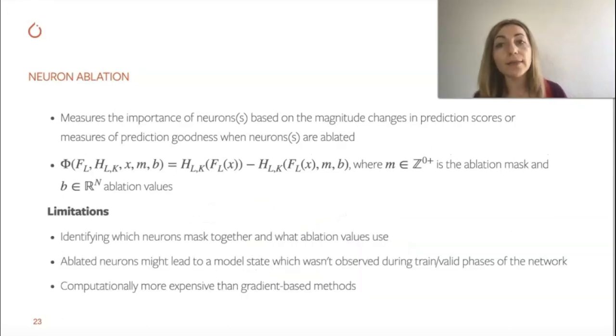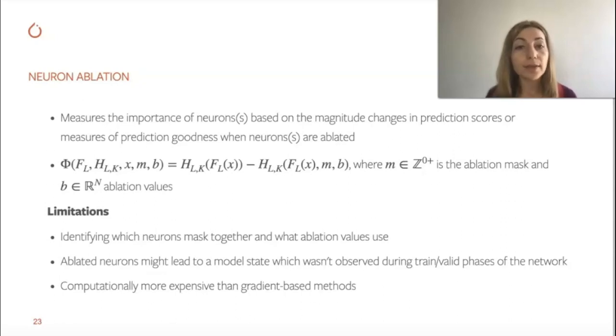Some of the shortcomings of neuron ablation are identifying which neurons to ablate together and what values to ablate with. Besides that, the ablated neurons might lead to a model state which wasn't observed during the train or validation phases of the network and could lead to predictions with high uncertainty scores. In addition to that, neuron ablation methods can be computationally more expensive compared to gradient-based methods, depending on the number of neurons that we have in our internal layer, or depending on how we group those neurons in our internal layer.